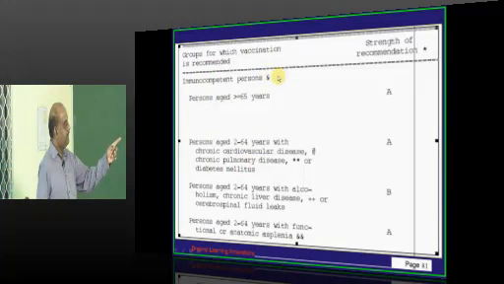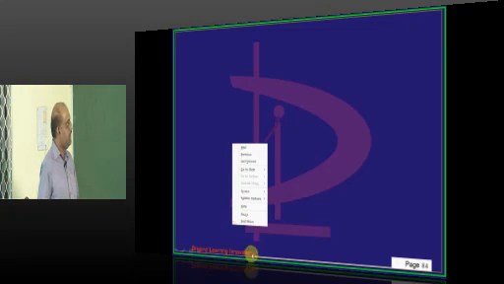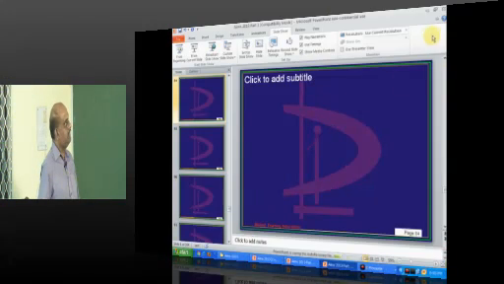Vaccine for meningococcal meningitis, there are few indications. Immunocompetent people, when do you give? Immunocompromised, when do you give? Blah, blah, blah. So that is all part of the story.